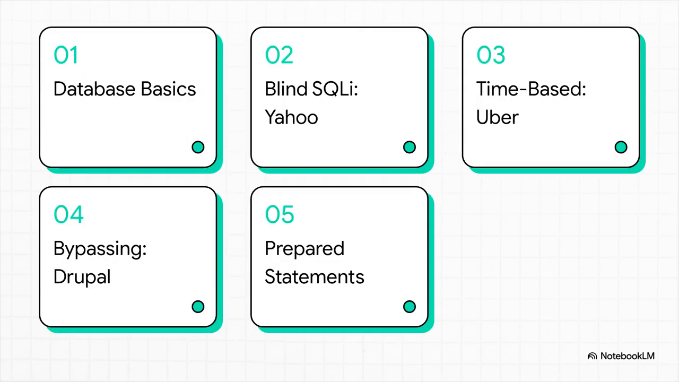So here is our roadmap for today. We'll start with database basics, then escalate to blind injections with Yahoo Sports. After that, we'll explore time-based attacks against Uber, look at how automated defenses were bypassed in Drupal, and finally, wrap up with the ultimate fix, prepared statements.